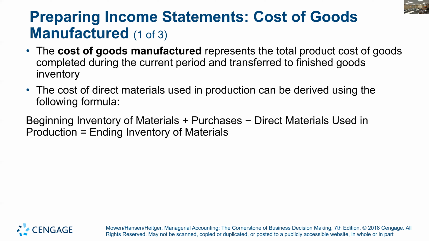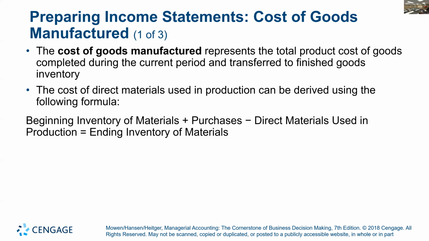Our next part here is preparing income statements. To get to the income statement, first we need to make a cost of goods manufactured. What a cost of goods manufactured is telling us is all of our product costs: our direct materials, our direct labor, and our manufacturing overhead, all added together for everything that we completed during the period.